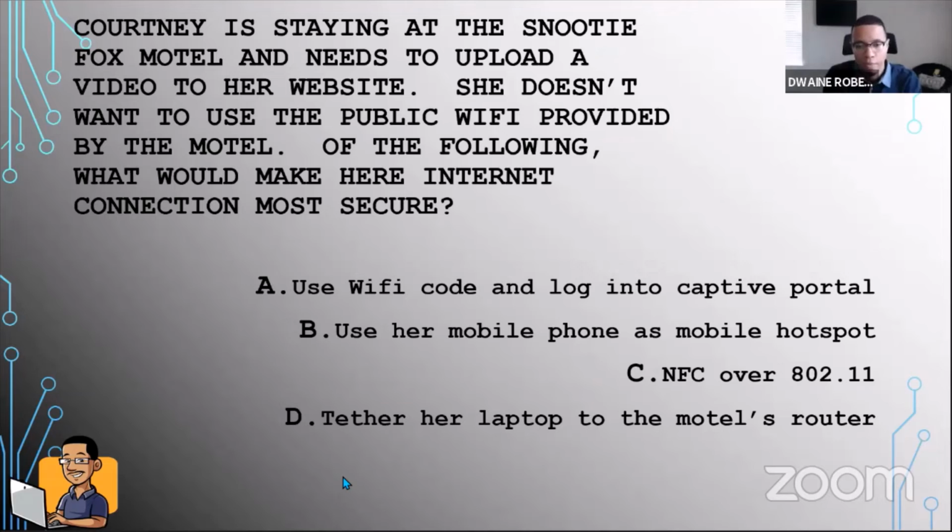So, gang, what do we think? Jump in the chat and tell me, anybody, somebody, everybody, what do you think the answer to this question would be? So she's trying to make her internet connection as secure as possible. As we already know, it's not a good idea ever to use public Wi-Fi, especially not at the Snooty Fox Motel. So what do you think will make her connection most secure? Okay, people are saying B, and I would have to agree. Very good, great. So she would use her mobile phone as a mobile hotspot. Perfecto, good job. All right, Antoinette, it is on you.